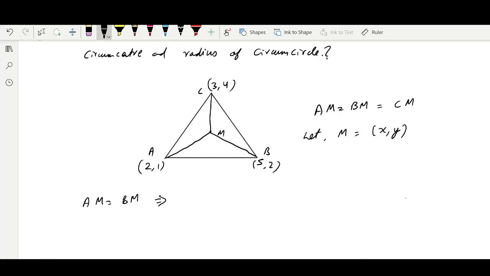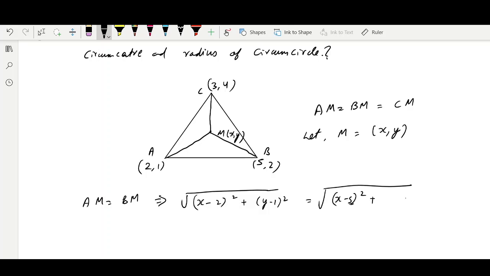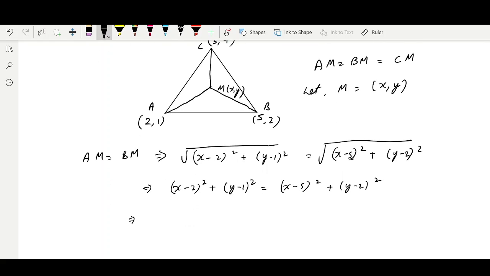That is, AM is given by under root, let me write it here, (x minus 2) the whole square plus (y minus 1) the whole square, and BM is given by (x minus 5) the whole square plus (y minus 2) the whole square. Okay, now squaring both the sides, we'll get rid of the square roots and we'll be left with (x minus 2) the whole square plus (y minus 1) the whole square is equal to (x minus 5) the whole square plus (y minus 2) the whole square. Now we'll expand these terms inside the brackets.